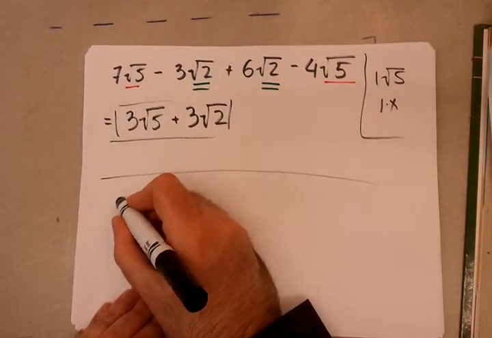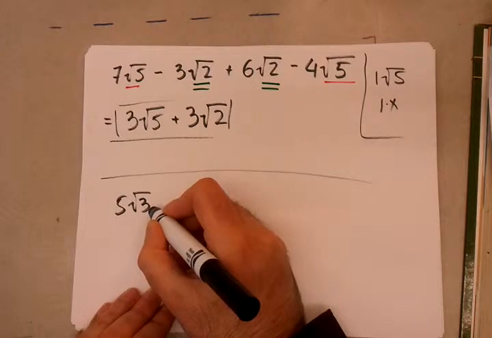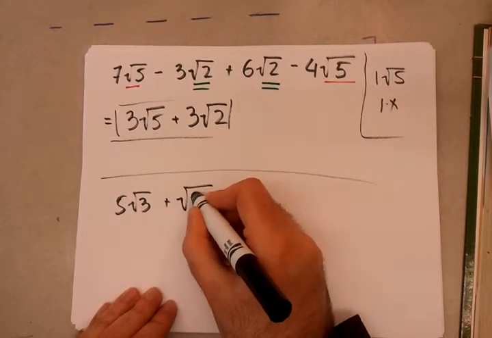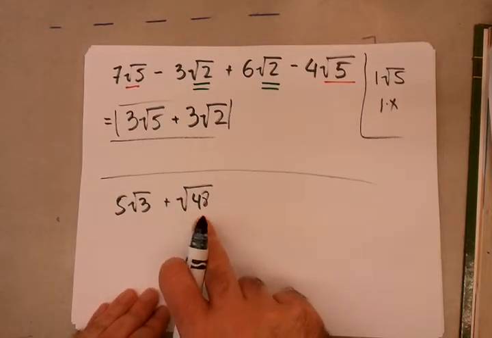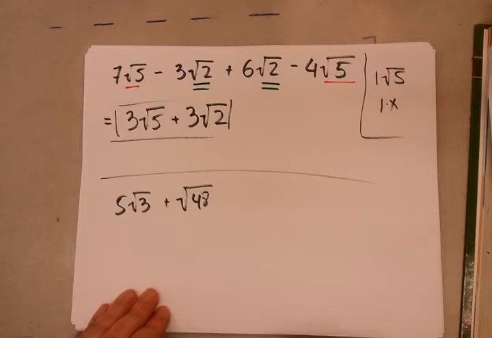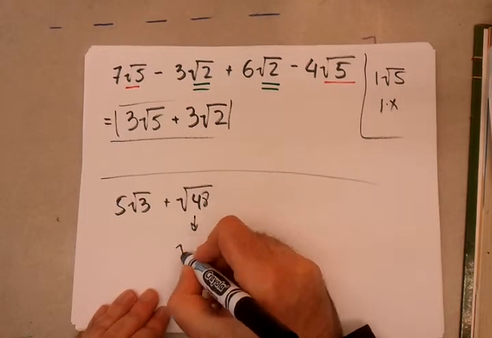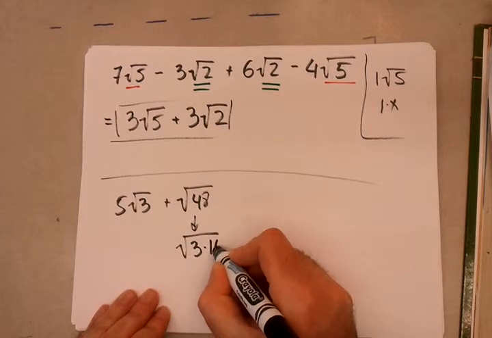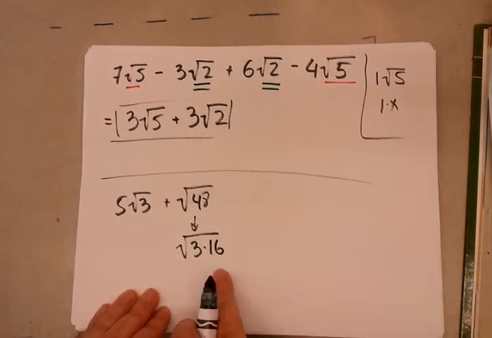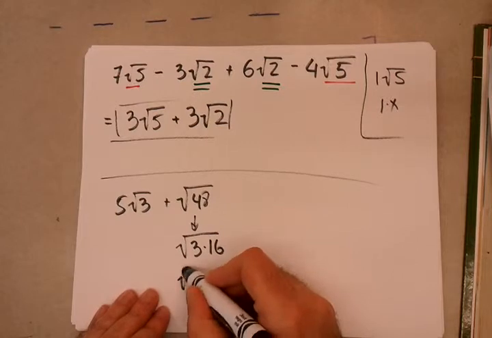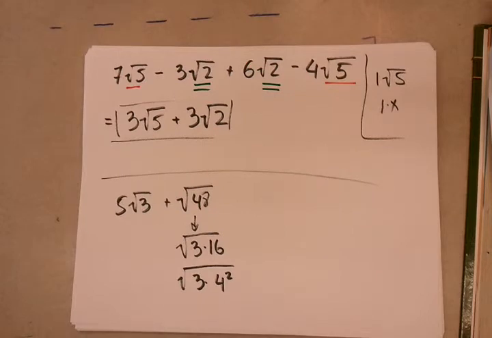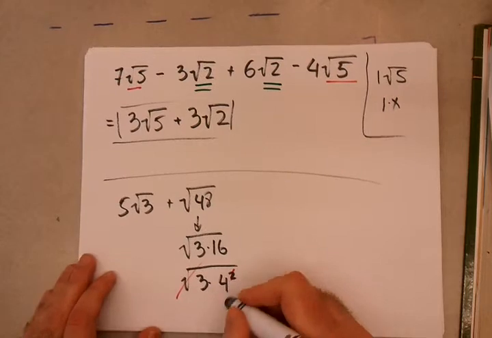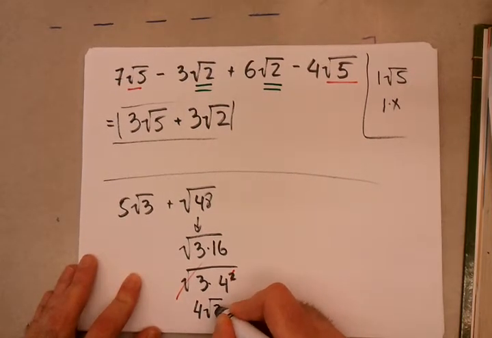What if I give you a problem like this? 5 root 3 plus root 48. Well, right now they have different roots. You can't really combine them. But we can break this down. The 48 can be broken down to, right? The 48 can break down into 3 times 16. And as I already showed you, this 16 is a perfect square. It's this. And perfect squares can cancel out their roots. So that 4 goes on the outside, and well, you're left with a root of 3.